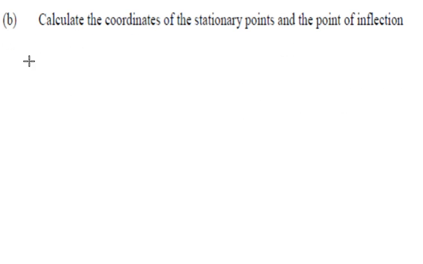Let's calculate the coordinates of the stationary points. Now remember, a stationary point is when the derivative, or the gradient of the tangent, is 0. So I need to find the derivative and put it equal to 0. So the derivative of my original function is 3x squared minus 12, and I put that equal to 0. Divide both sides by 3 to make your life easier. Factorize.